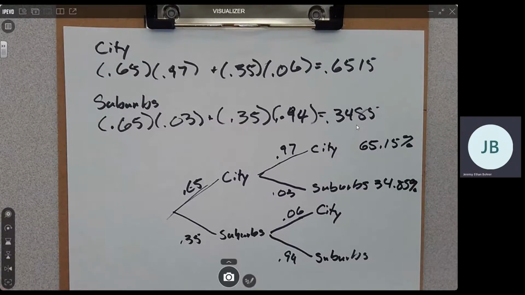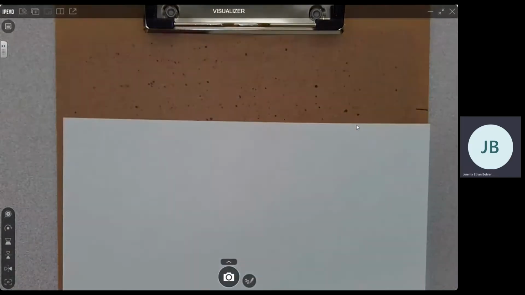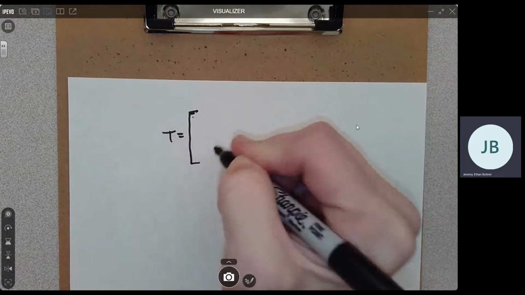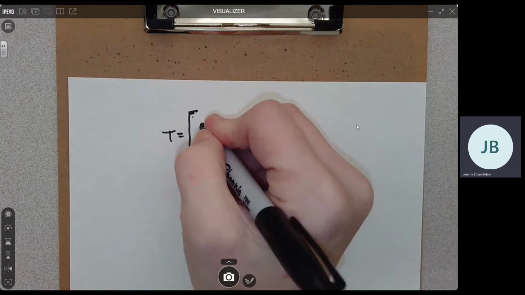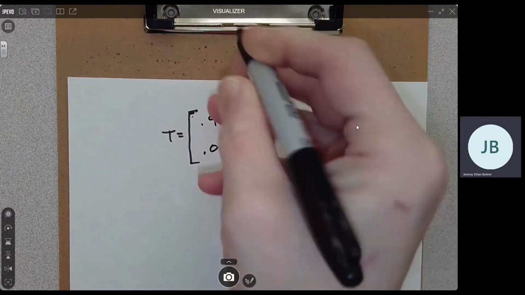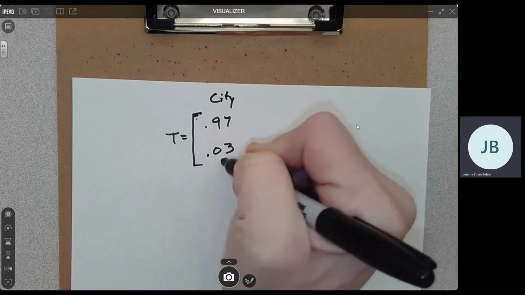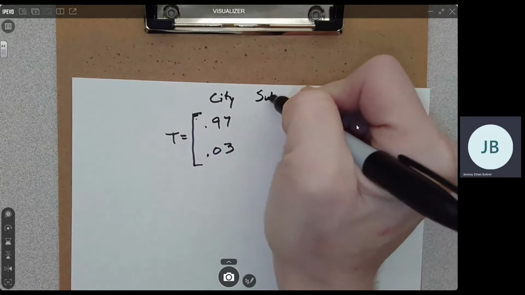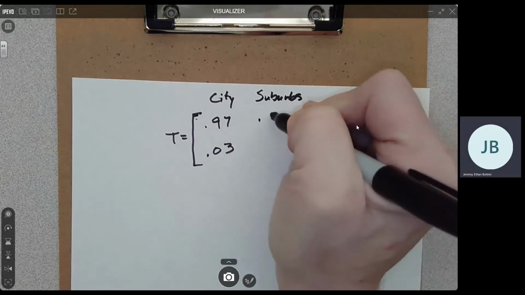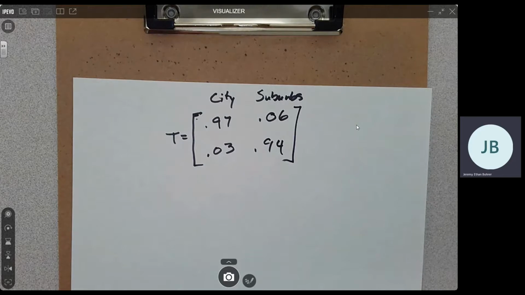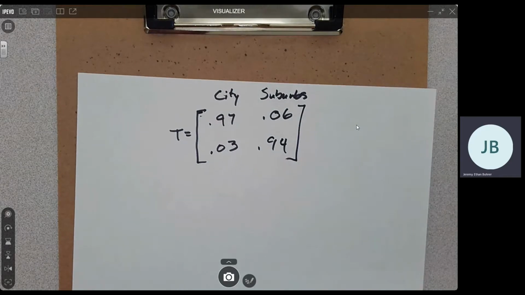Now we can set this up as a transition matrix. And that will just look like this. T equals 0.97, 0.03, this is the city. These are the people who stay in the city. These are the people who leave the city. Here are the suburbs. We've got 0.06 leaving the suburbs and 0.94 remaining in the suburbs. There's our transition matrix. All right, moving on to the next problem.